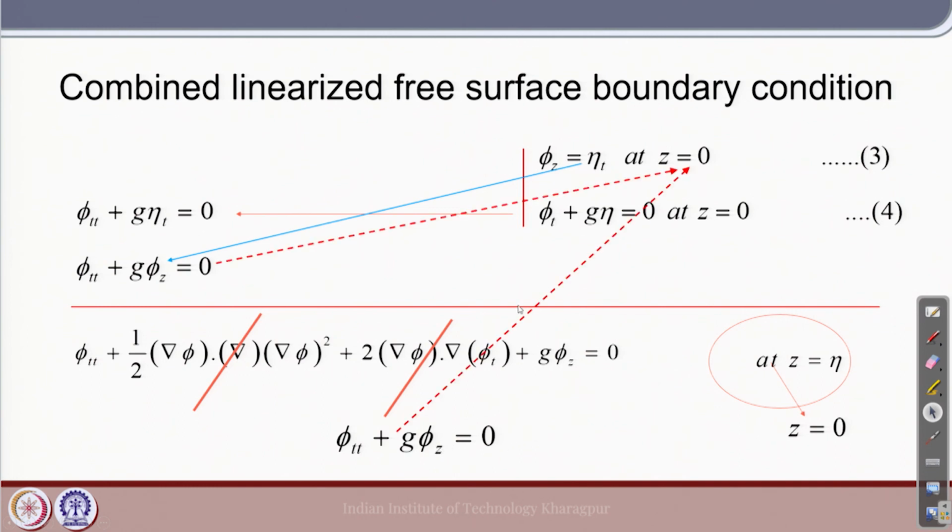So, you can see that whatever approach you take, when you linearize, both are the same. Now, in the linear problem I am going to deal with this combined free surface boundary condition, phi t t plus g phi z equal to 0, and if I want to go with the nonlinear one, then I have to deal with phi t t plus half grad phi dot grad phi square plus 2 grad phi dot grad phi t plus g phi z equal to 0, this one.